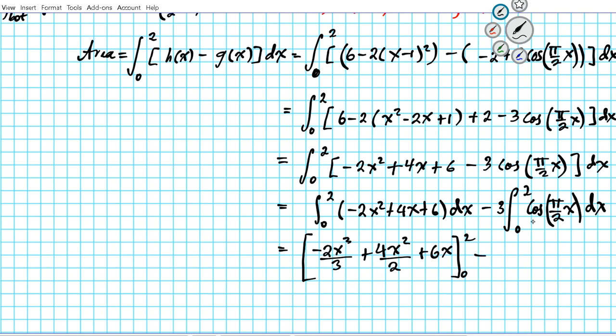Let's find the antiderivative of this. So I'm going to be using the use substitution method here. Now, how do you know to use sub? When you have a composite function and the derivative of the inner is an integer multiple of the outer function of the second function, then you know to use sub. Okay, so we are integrating from 0 to 2 cosine pi over 2 x.